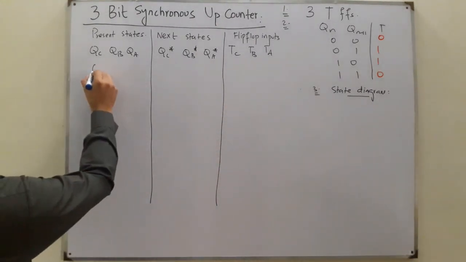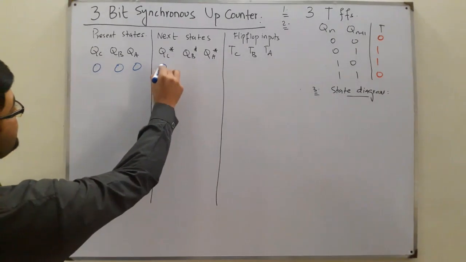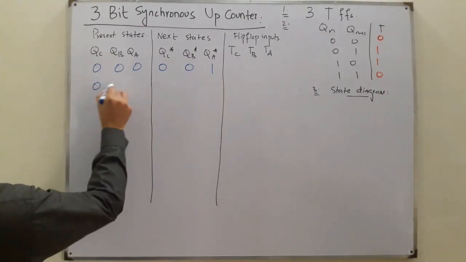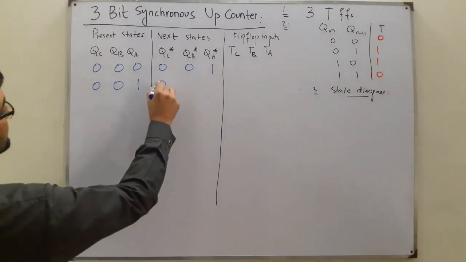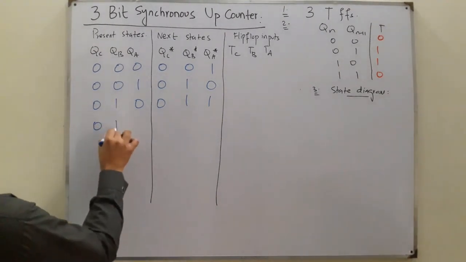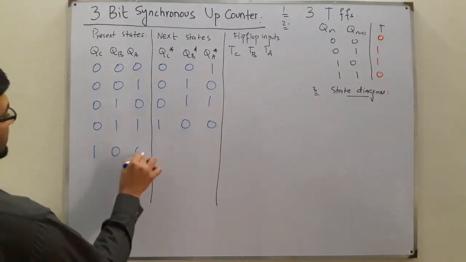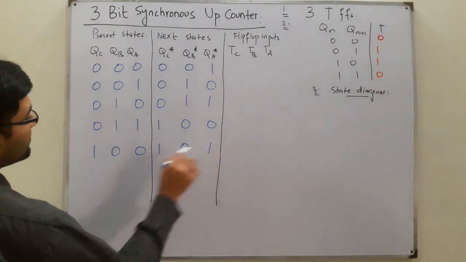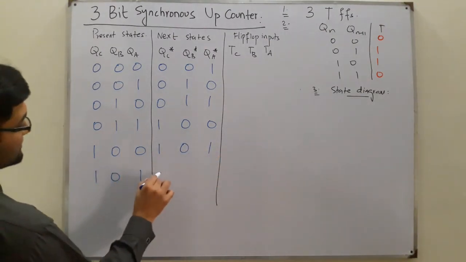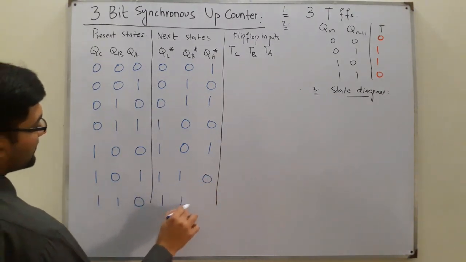Now, you know that the first state is 000. You draw the state diagram yourself. For that, the next state would be 001. Now, if 001 is your present state, the next state would be 010. If 010 is your present state, 011 would be the next state. If 011 is the present state, 100 would be the next state. If 100 is the present state, 101 would be the next state. If 101 is the present state, 110 would be the next state. And if 110 is the present state, 111 would be the next state.